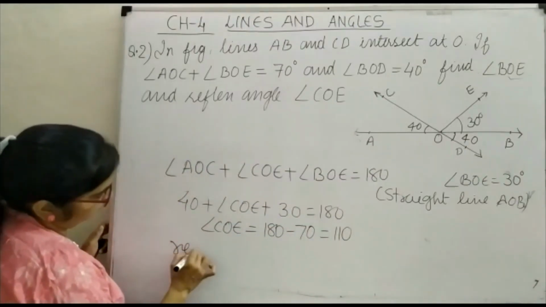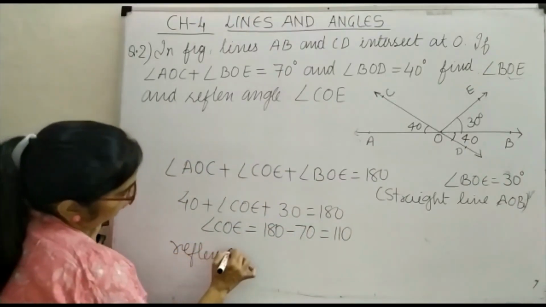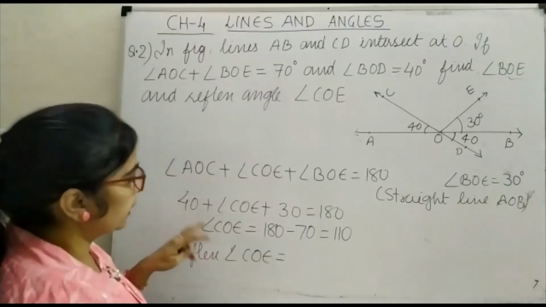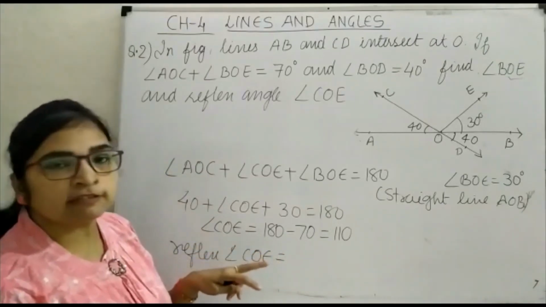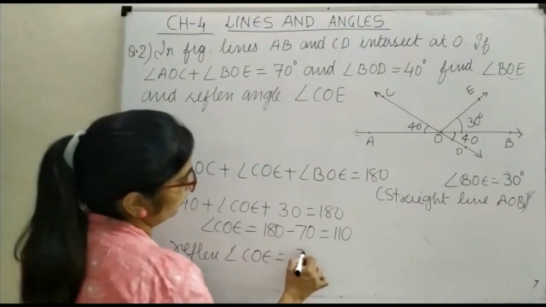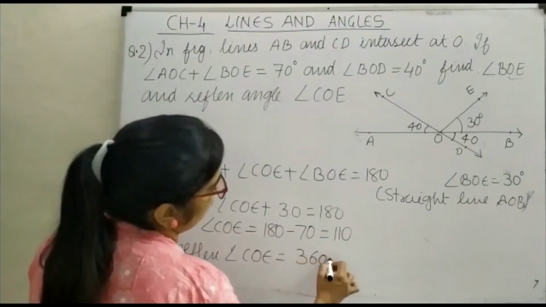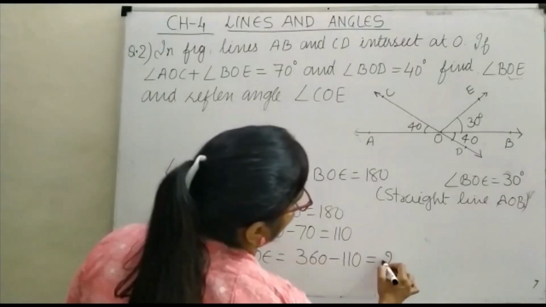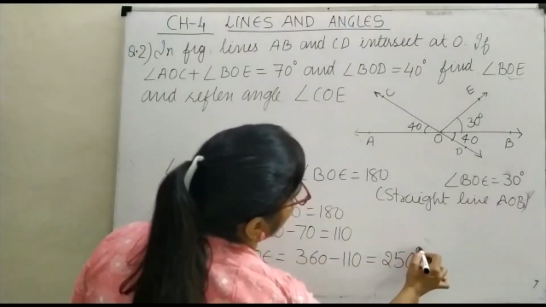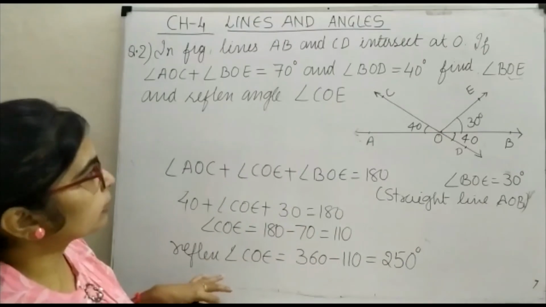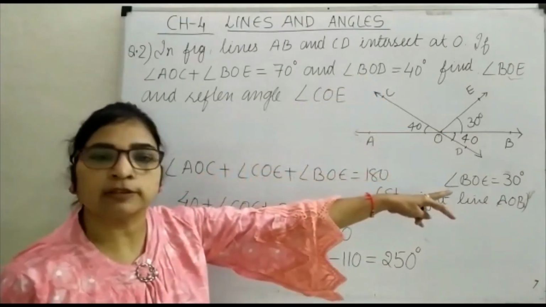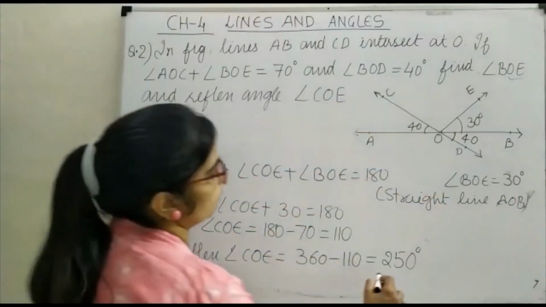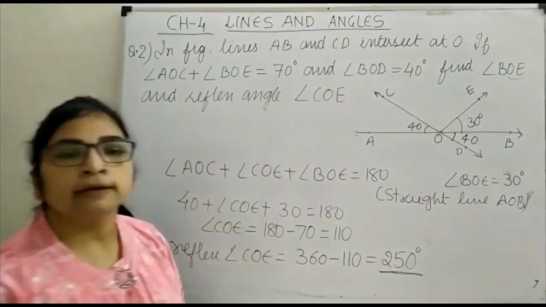So what will be the reflex angle? Reflex angle COE आपको मालूम है reflex angle 180 से बड़ा और 360 से छोटा होता है. So you can find out that is 360 minus 110 and this is equal to 250 degree. So this is how we have worked out angle BOE which is 30 degree and reflex angle COE which is equal to 250 degree. Thank you.